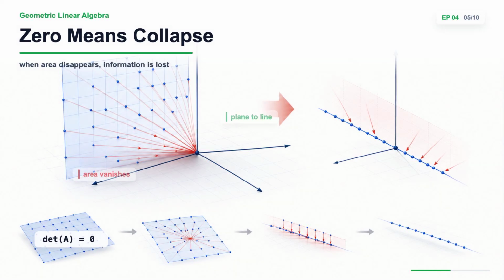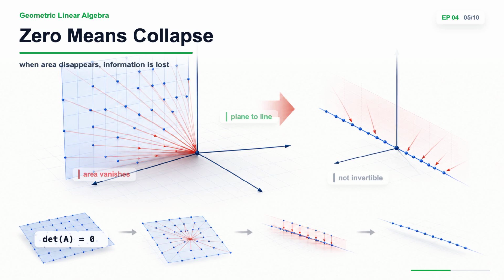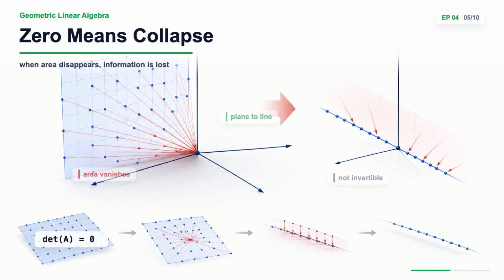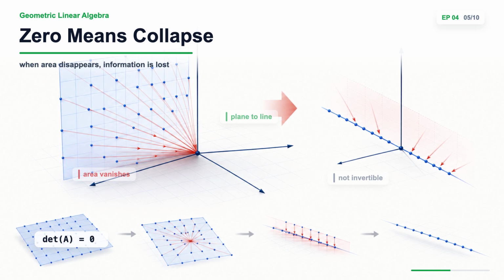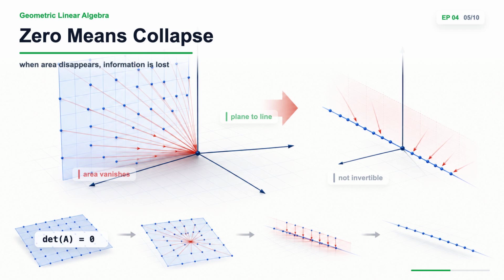A determinant of 0 has a very concrete meaning. The transformation collapses area to 0. In the plane, that usually means a 2-dimensional region has been flattened into a line, or even into a single point. Once that happens, different input vectors can land on the same output. The transformation has lost information, so it cannot be reversed uniquely. This is why determinant 0 is the geometric signature of a singular matrix.